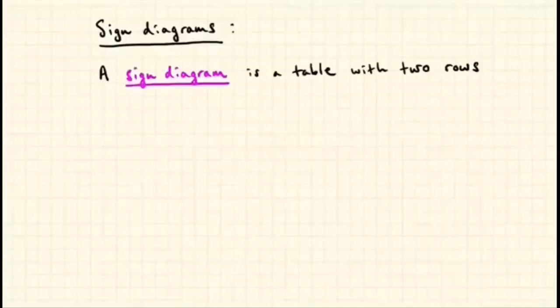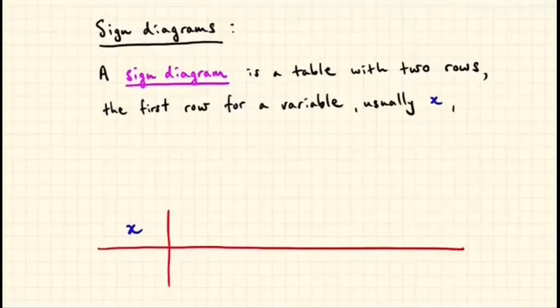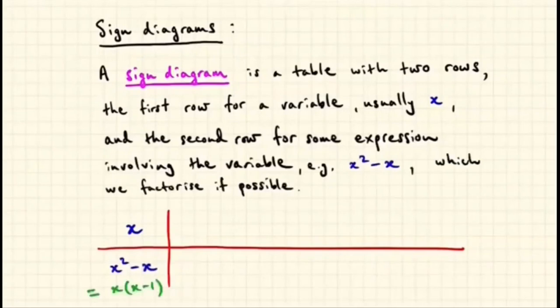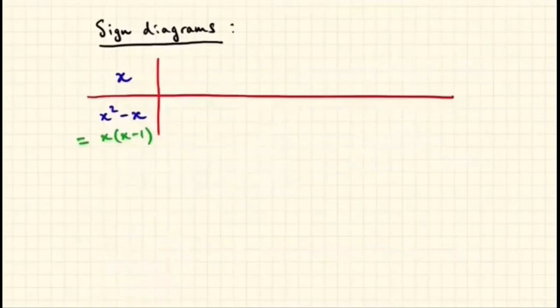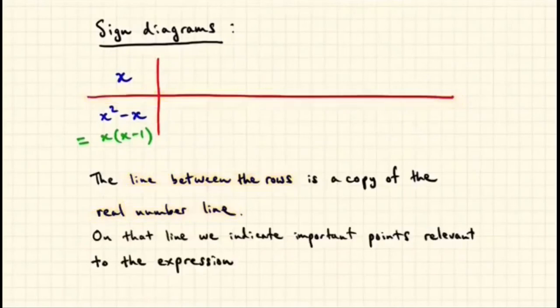A sign diagram is a special type of table with two rows. The first row for indicating values of a variable, say x, and the second row for some expression involving the variable. Let's take the example, x squared minus x, which we can factorize to be x times (x minus 1). The line separating the rows is a copy of the real line. On that line, we indicate important points relevant to the behavior of the expression, such as when it becomes 0 or undefined.